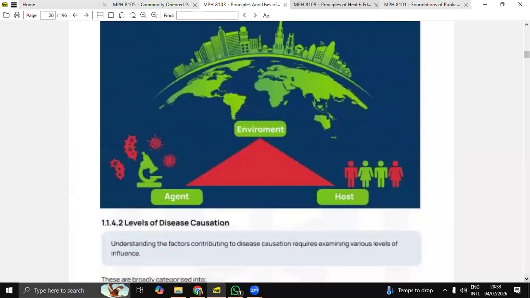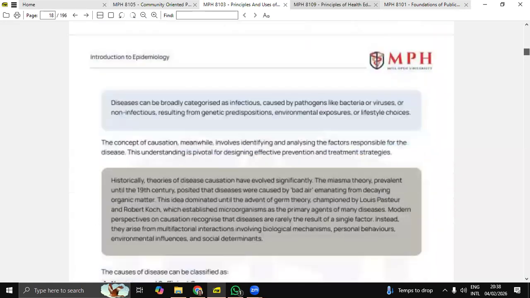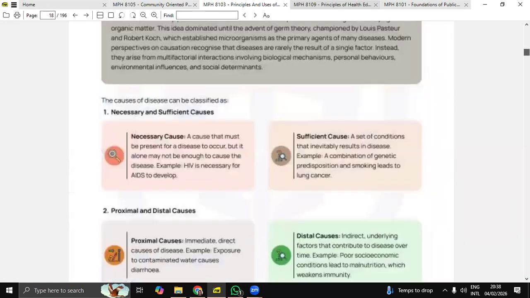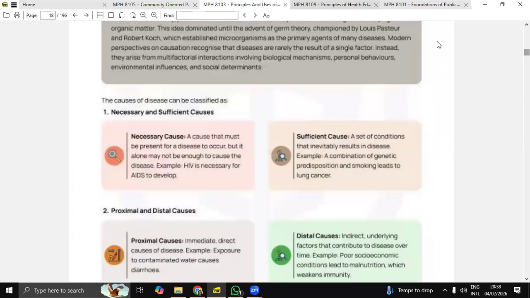Then there are so many other models, like the biopsychosocial model, but they were not mentioned here, so we're going to leave those ones alone. The other way that we can talk about causes of disease is to talk about them in terms of necessary and sufficient causes.